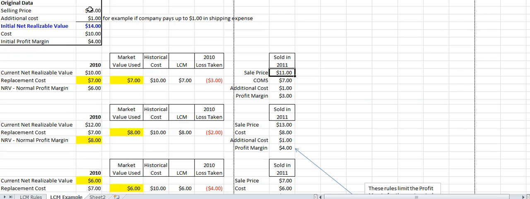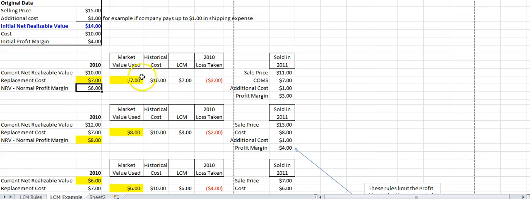So if the sales price is now 11 and not 15, let's just go back and look at this. So the replacement cost is 7. The current net realizable value is going to be 10, right? Which is going to be a sales price of $11 minus $1 in shipping expense. So I can only realize $10 on this item now. And my normal profit margin would be 10 minus what was typically my profit margin, which was 4. Net realizable value minus normal profit margin is 6, right?